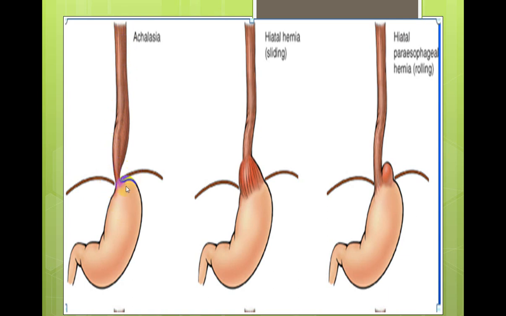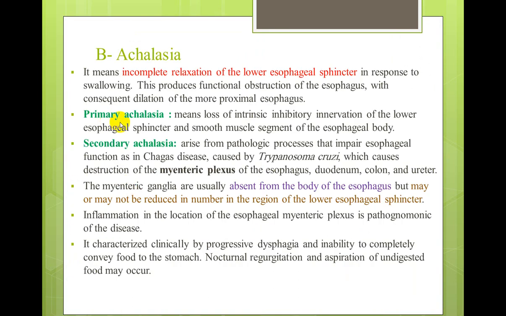This occurs either in a primary form or secondary form. The primary form results from loss of intrinsic inhibitory innervation of the lower esophageal sphincter, as well as loss of intrinsic inhibitory innervation for the smooth muscle segment of the esophageal body.